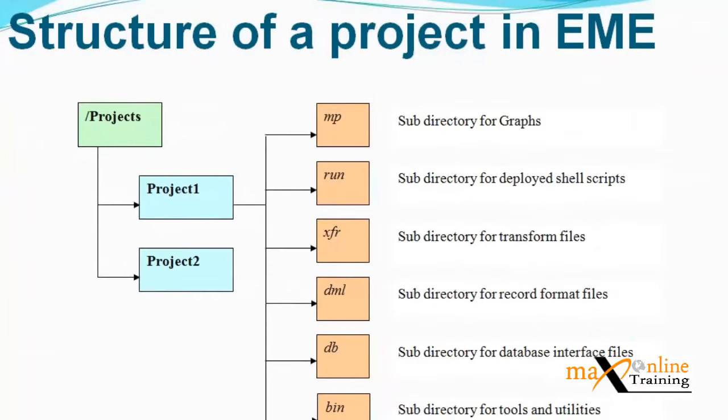And we have the hierarchy, like MP folder will be having your graph, run folder will be having your deployed shell scripts, XFR folder for transform files, DML folder for record format files, DB folder for DBC file, bin folder to store any tools and utilities. If you have any shells, put them under bin folder, and SQL folder will have SQL queries with .SQL file names.